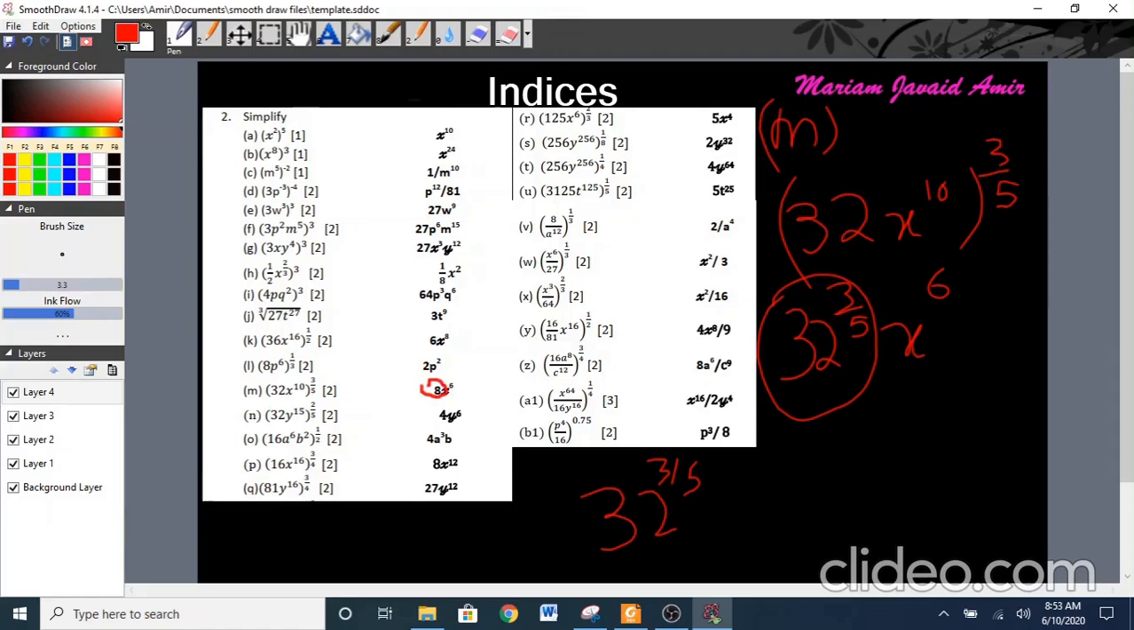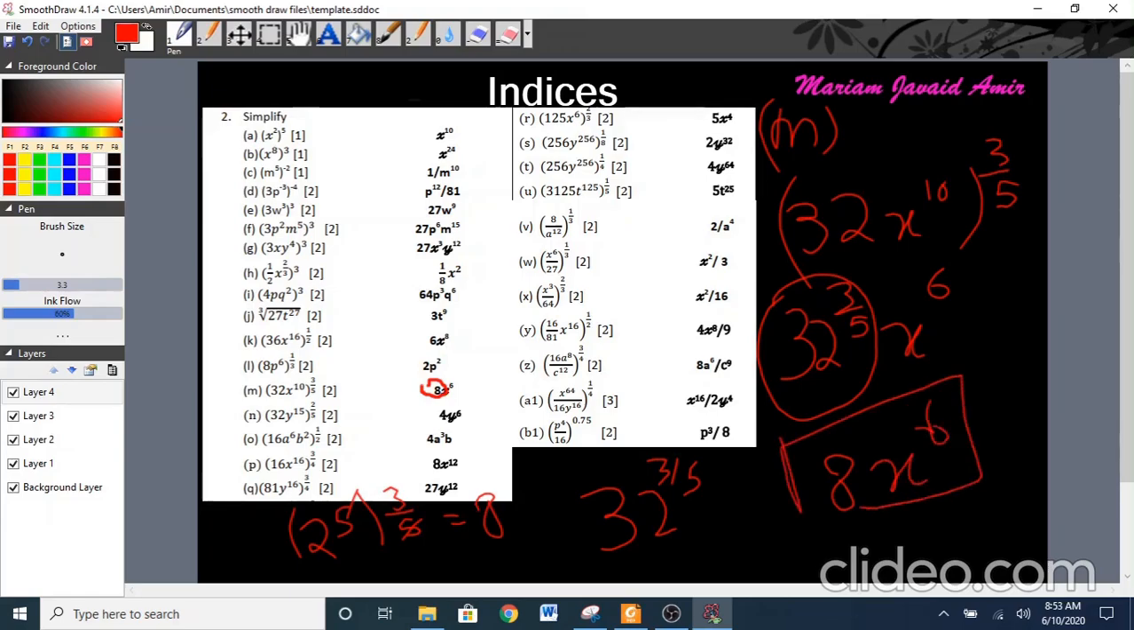8. Let's say you have to work on it without a calculator, so what you can do is 32 is actually 2 power 5, right? So you write 2 power 5 times 3 by 5. So when the powers get multiplied, 5 gets cancelled and you get 2 cubed, which is 8. Or otherwise just enter this value in the calculator and it will give you 8. So 8x power 6 is the answer for part M.